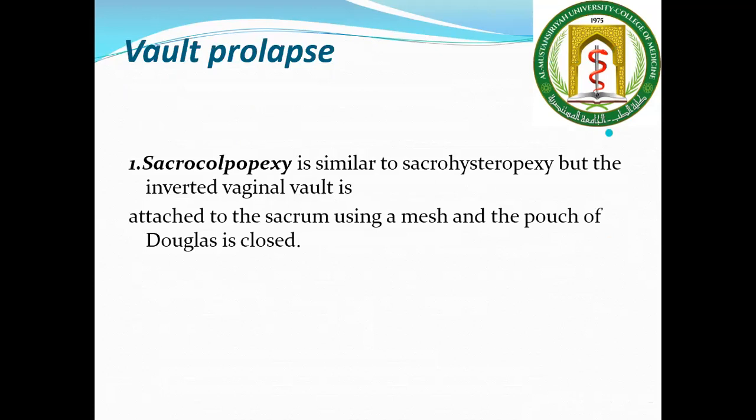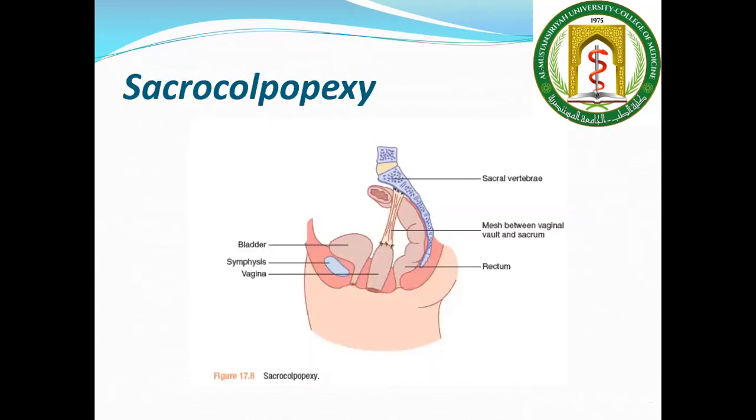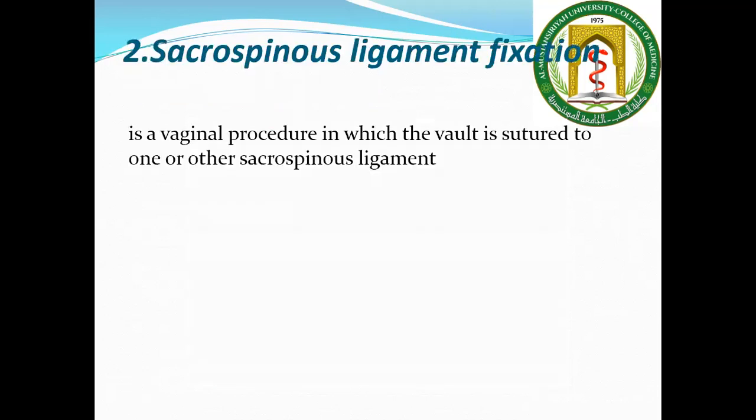Vault prolapse. After hysterectomy, the vault may get prolapsed, and in this operation, we do sacrocolpopexy. Here, this is the sacrum. Okay, we use a synthetic mesh that is sutured to the vaginal vault. Sacrocolpopexy. This is for vault prolapse.